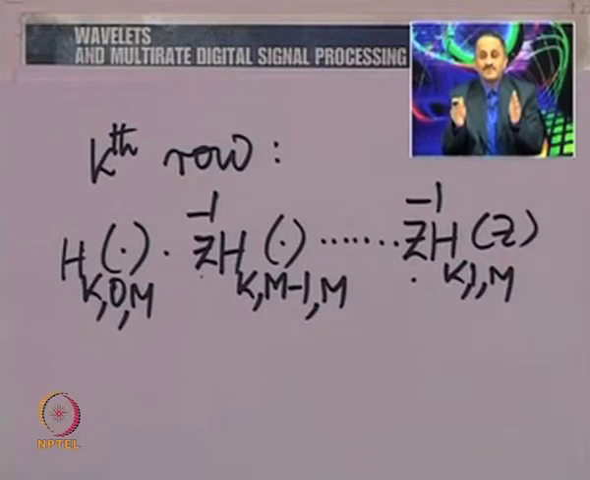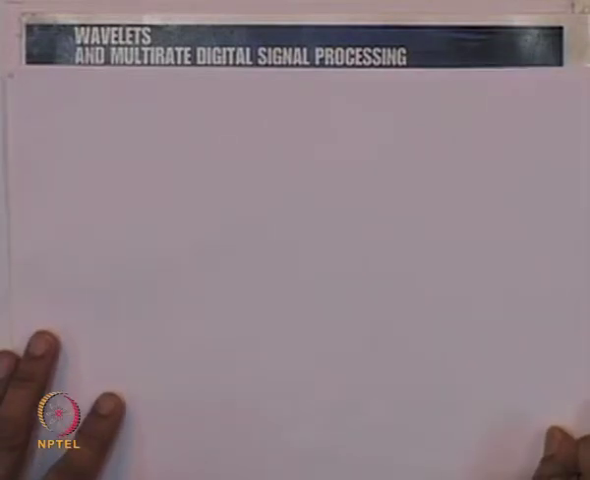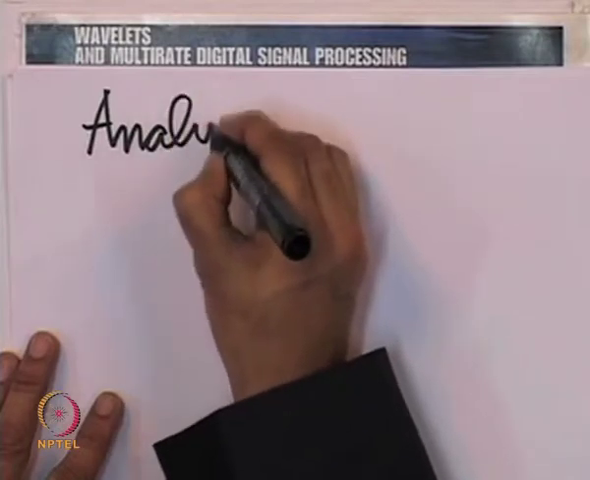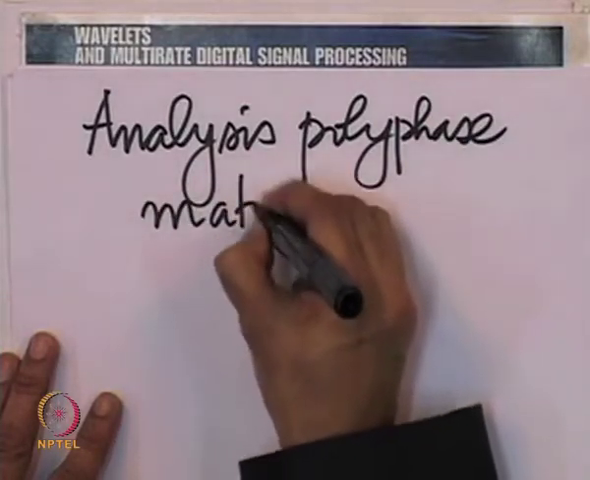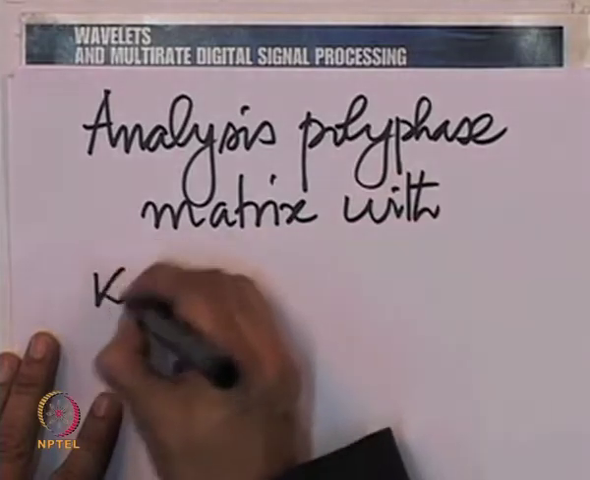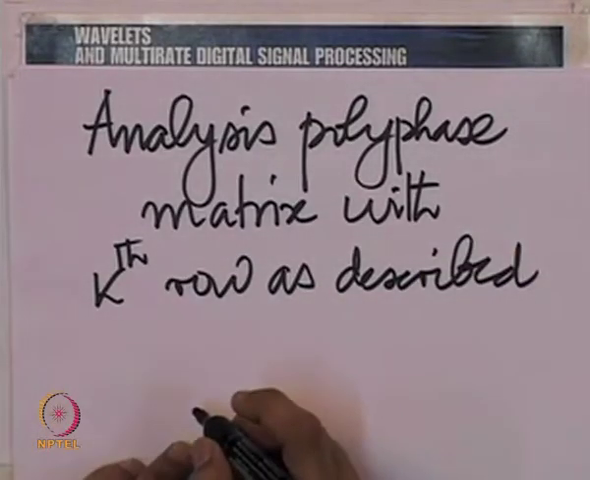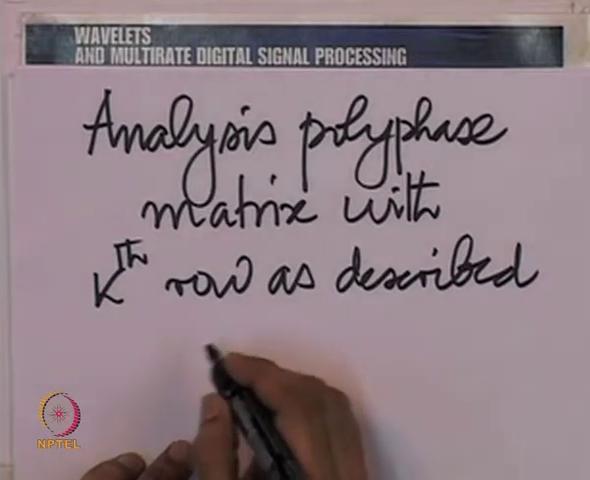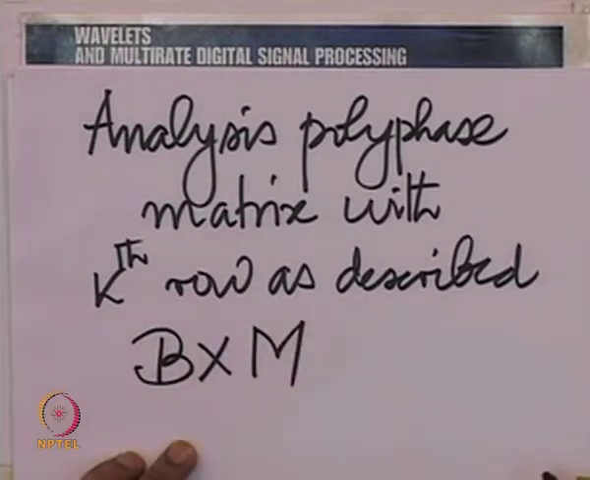So, there is that so called inversion here. Now, this structure which we obtain here, where you have b rows and the vector of polyphase components of x, is called the analysis polyphase matrix. So, in general, we have what is called the analysis polyphase matrix, with kth row as described. And the size of the analysis polyphase matrix is obviously going to be as many branches times the order of polyphase decomposition.